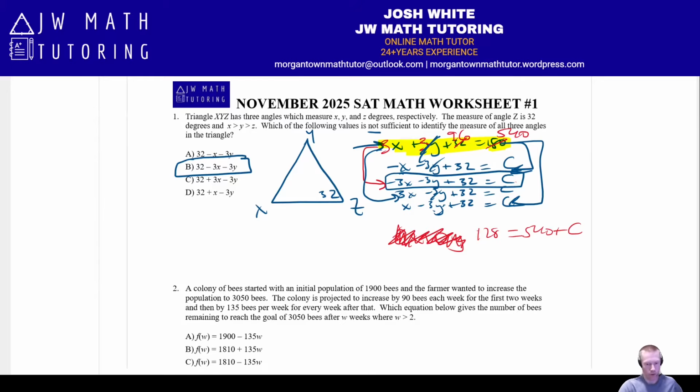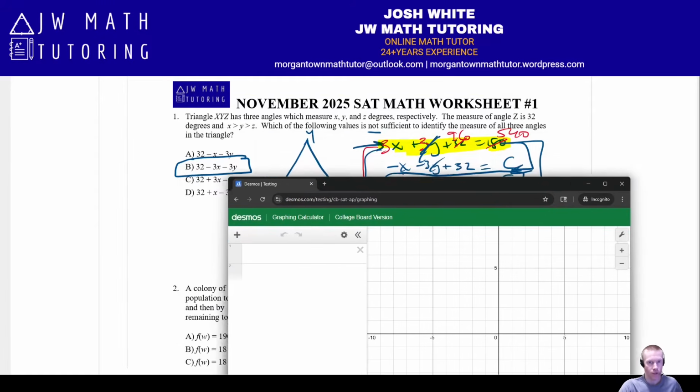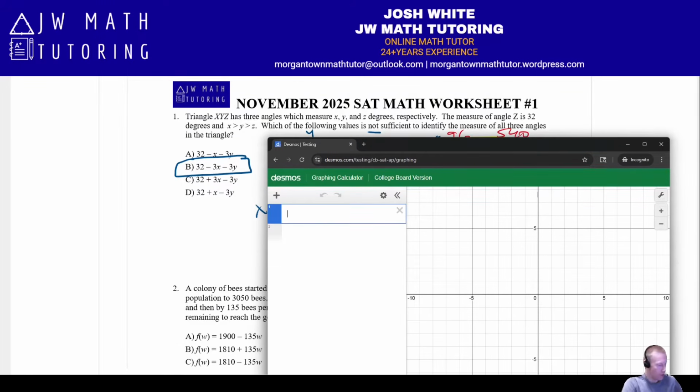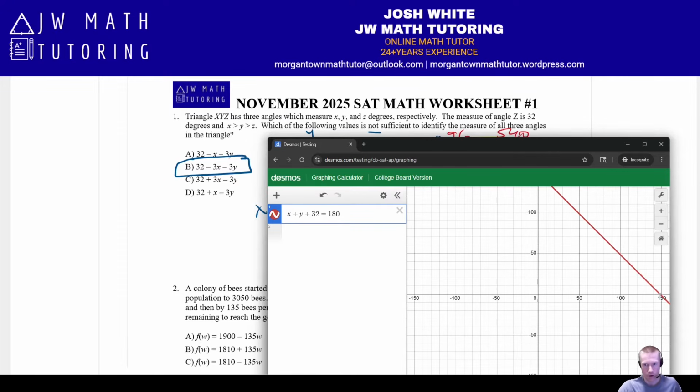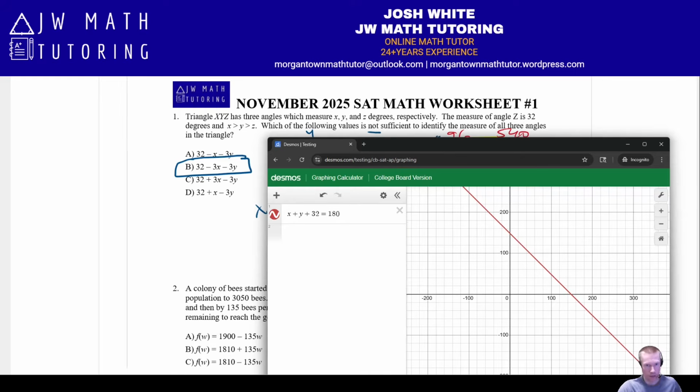Now, just to show you real quick in Desmos visually how this works, or essentially why this works. So you take the original equation, which is x plus y plus 32 equals 180, or whatever number you had for the measure of z. That part is essentially irrelevant. Okay. So there is that equation. Now we go through the various answer choices, and what you have to do is pick some random number to set them equal to.